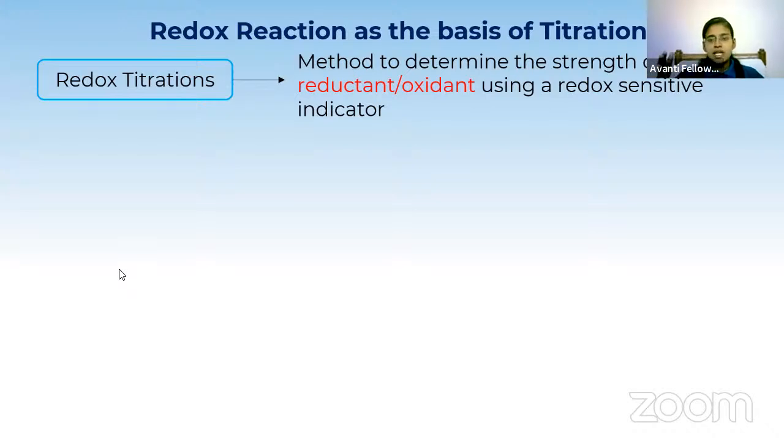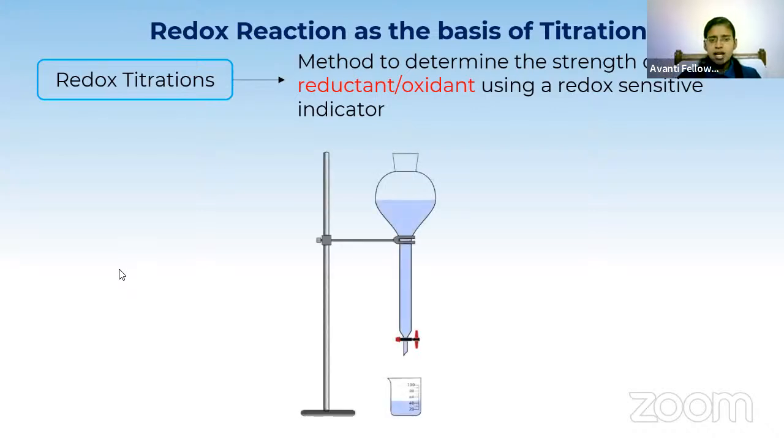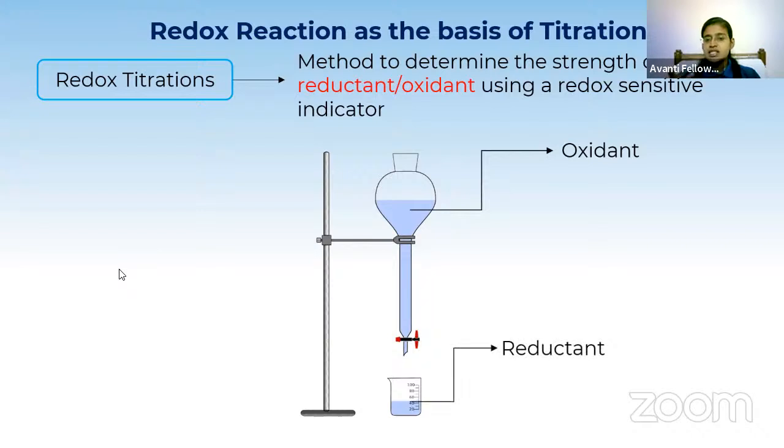Let me take the setup. In the titration, we will have a burette, which is attached to a burette stand. Here we have the container, the beaker. We take one solution in the burette, and that is called the oxidant. The compound we take in the beaker is called the reductant. So we are going to do the titration with this oxidizing agent, or oxidant, and the reductant.